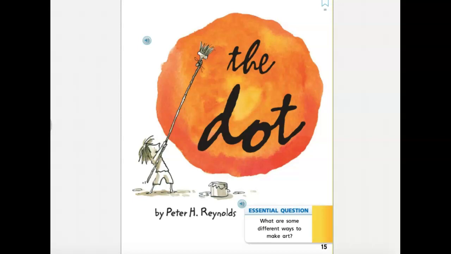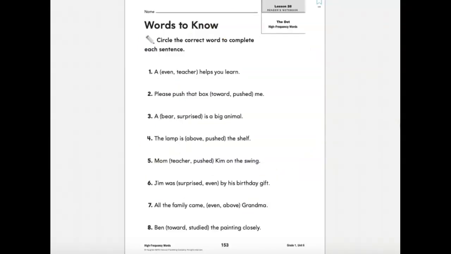Now let's move on to our next activity together. For the next part of our lesson, I would like for you to complete an activity in our Reader's Notebook. You will be using page 153. The activity we are going to be completing is about our words to know, also called our high-frequency words. The directions say to circle the word to complete each sentence.